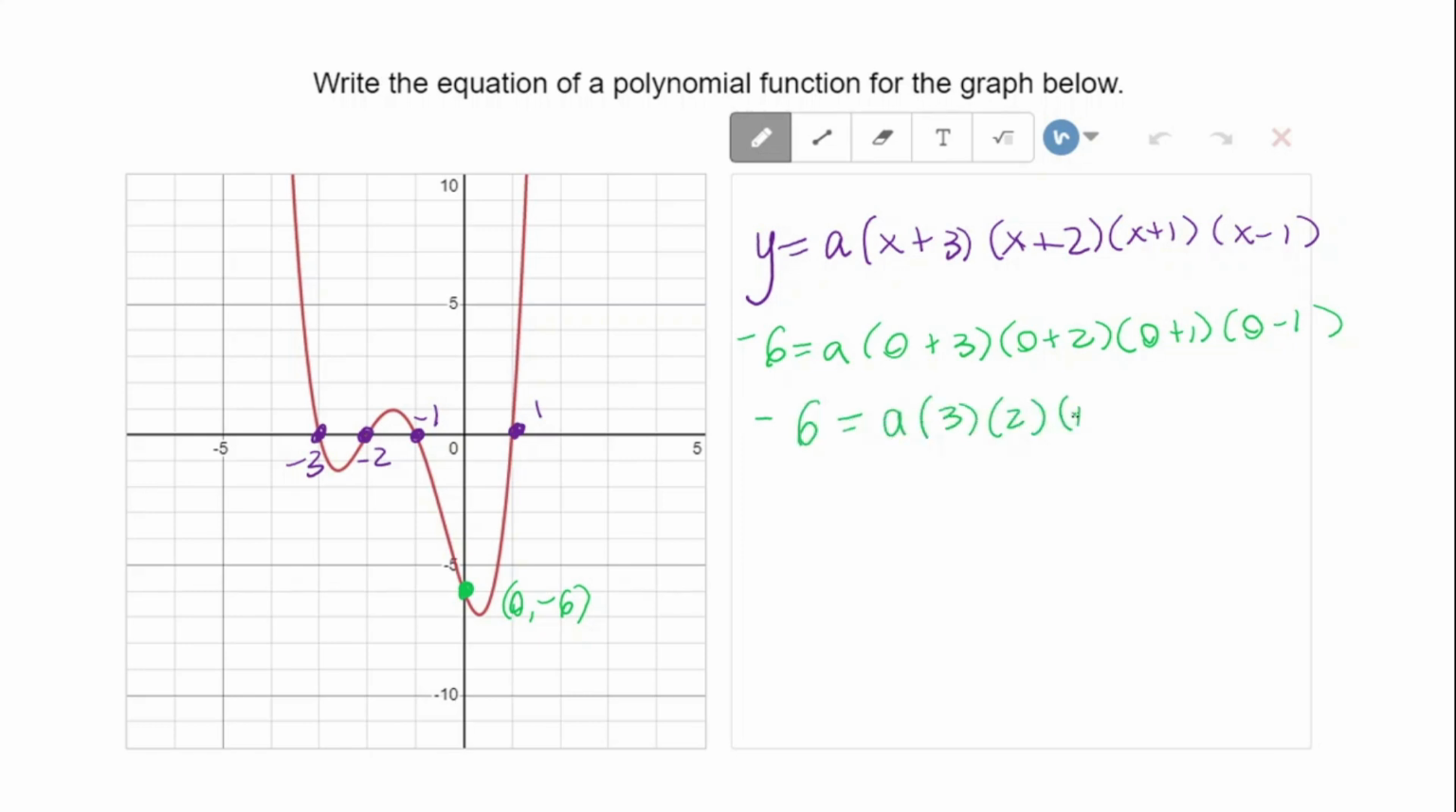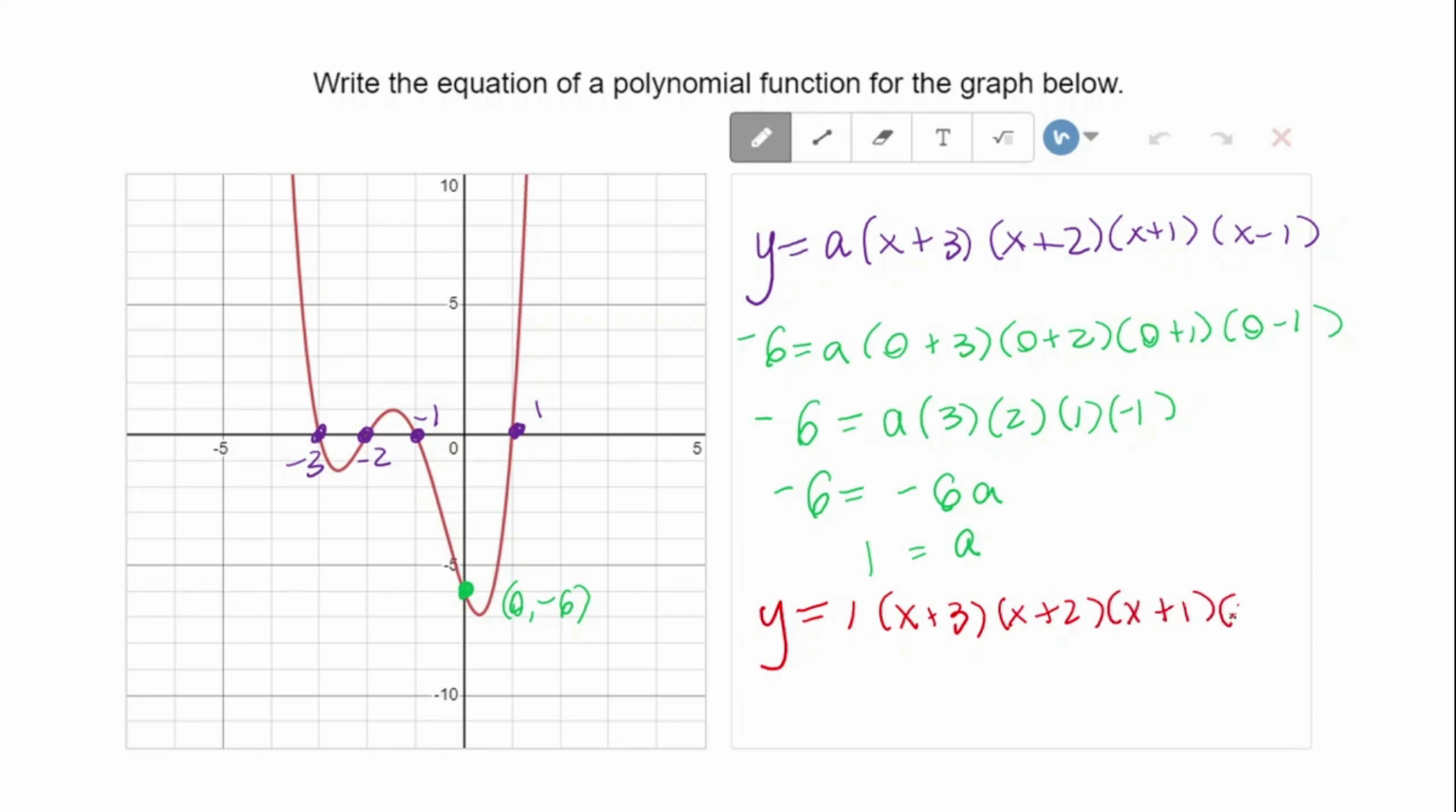Let's see, we got 3 times 2 times 1 times -1. All that gives us -6 on the right side, -6a. So a is equal to 1. So our final answer is going to be y equals 1 times all those factors we wrote out earlier. You could also write this without the 1 in the front, because whether the 1 is there or not, the leading coefficient will still be 1 for this problem.